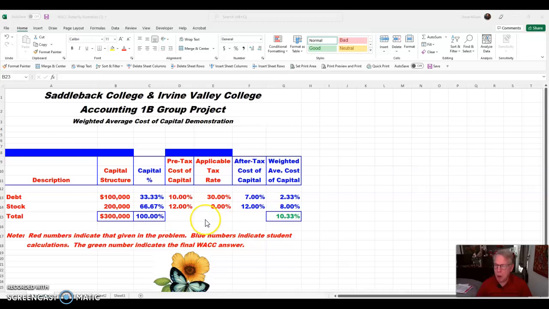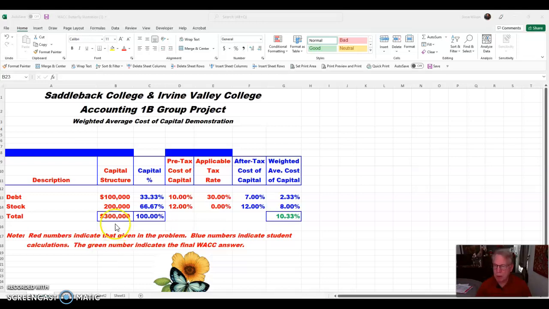The key thing to know here is that debt is deductible as interest expense on the income statement. And as a result, there's a benefit associated with that. By reducing income, we reduce our taxes. So we have to make an adjustment to our pre-tax cost of capital for debt, where we do not have to do that for stock because we don't pay taxes on stock issuances.